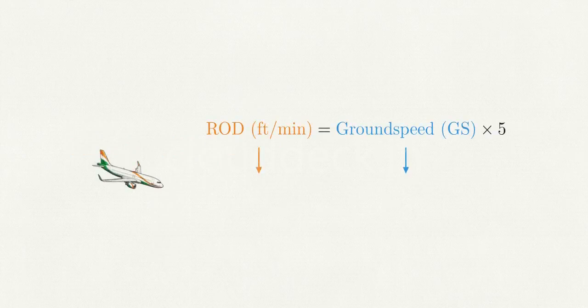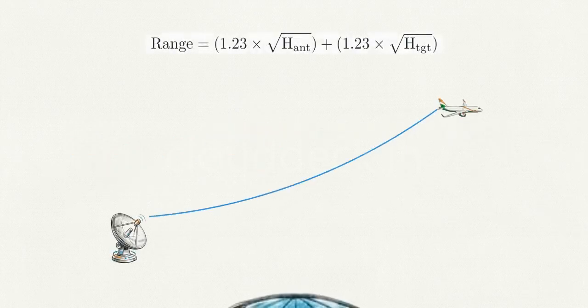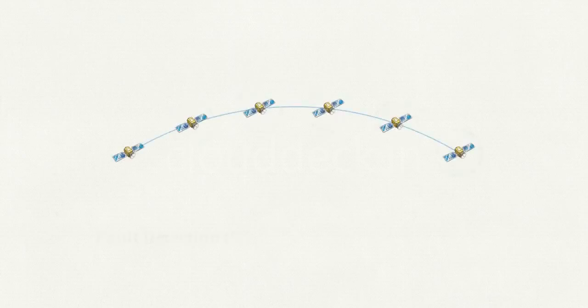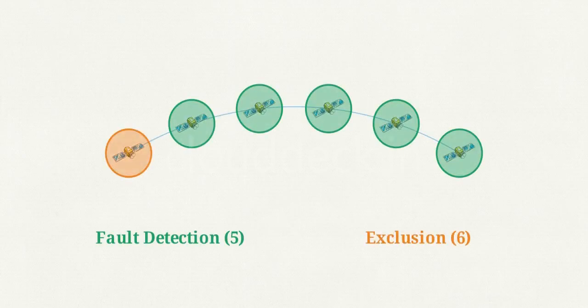Lock it in. Localizer is VHF. Glide slope is UHF. Ground speed dictates rate of descent. Radar horizon combines antenna and target ranges. The FMS separates navigation and performance databases. RAIM requires 5 satellites for fault detection and 6 for exclusion.